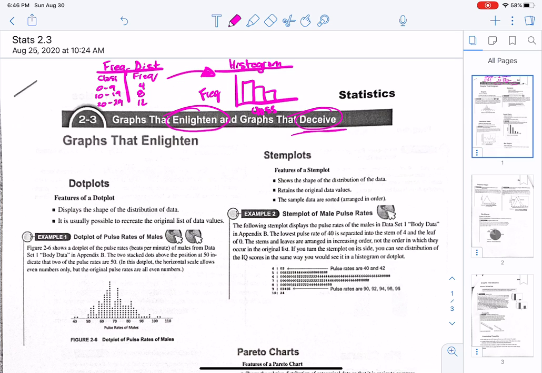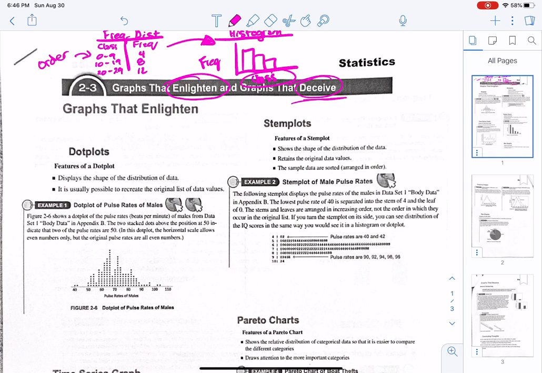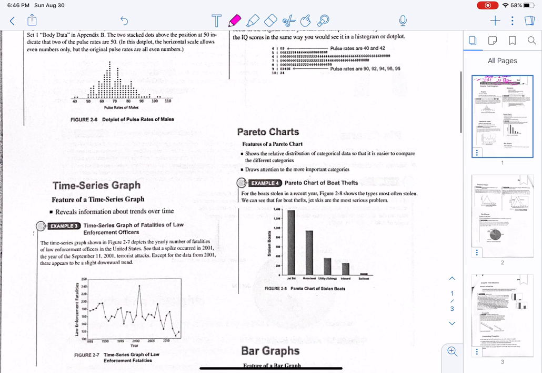Now, each one of these has a kind of an order to it, okay? So the frequency distribution has somewhat of an order here. And then the histogram obviously has order for class down here. So it's going from 0 to 9, 10 to 19, 20 to 29. There is a specific order, so you want to make sure the classes are all in order, okay? Some of the ones down here, like a Pareto chart, we're going to talk about that. That doesn't have specific order to it, okay?